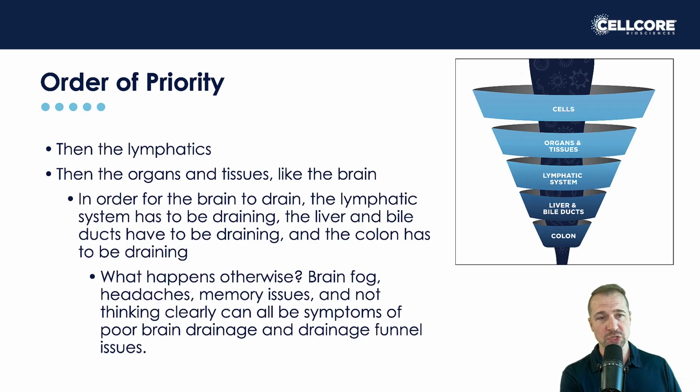If the brain can't drain, and you could say this is the glymphatic system, the brain drainage, symptoms can occur, potentially like brain fog, headaches, memory issues, not thinking clearly. These can all be signs that we have poor brain drainage, which is dependent, again, upon lymph, which is dependent upon liver and bile ducts, which is dependent upon the colon.